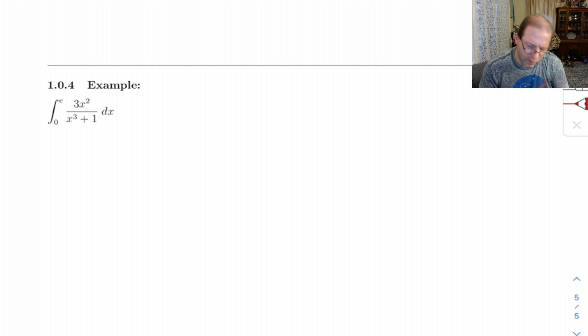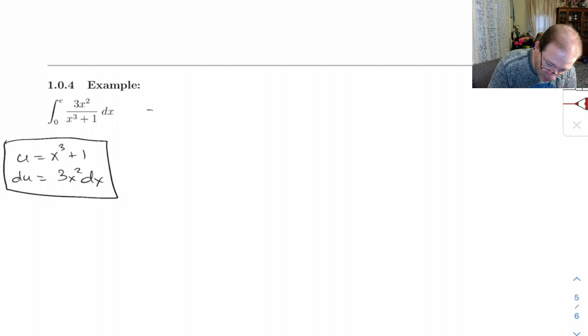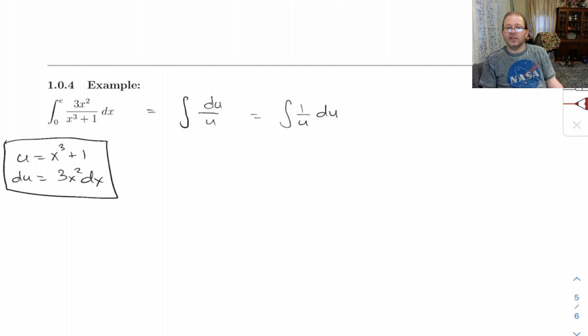Well, one thing you might notice is the denominator here, x cubed plus 1. The derivative of that would be 3x squared, and that does show up on the top. So I'm going to treat this denominator as my u. So u is going to be x cubed plus 1, and du then is going to be 3x squared dx. So I can rewrite this as the integral of just u on the bottom and du on top. Now you can write it like that, or you could write it as the integral of 1 over u du, either way. And that's an easy thing to integrate.